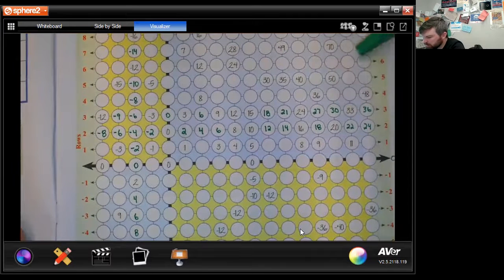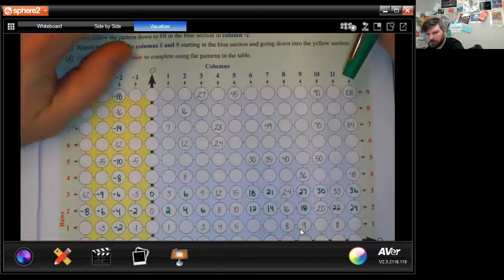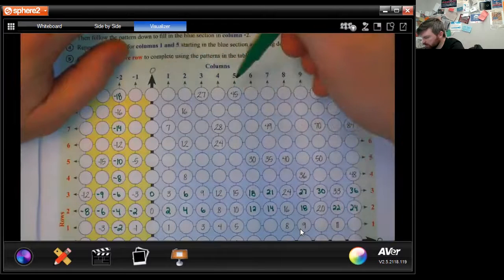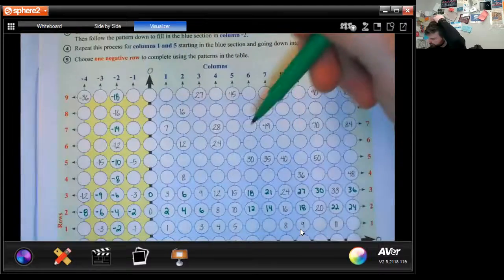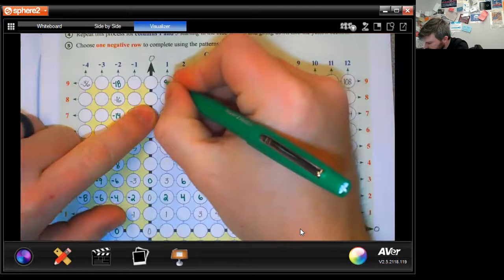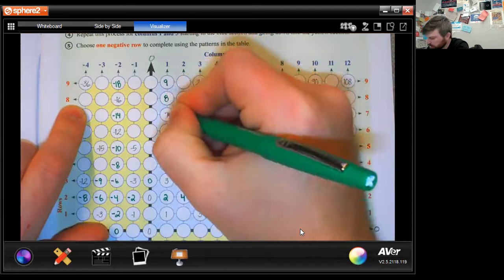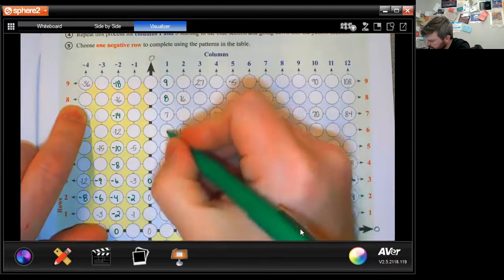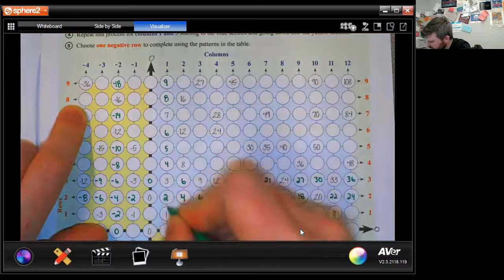Now repeat this process for columns 1 through 5, starting in the blue section and going down to the yellow section. So we're going to do columns 1 through 5 and start with the blue and then go down to the yellow. So we got 1. 1 times 9 is 9. 1 times 8 is 8. So it looks like we're just going down by 1, which makes sense because we're multiplying by 1. 7, 6, 5, 4, 3, 2, 1.